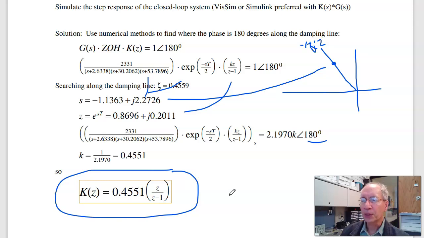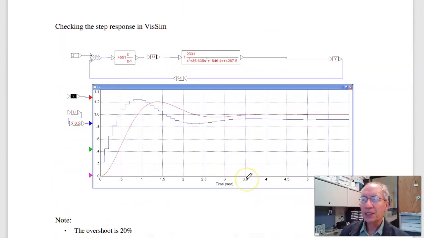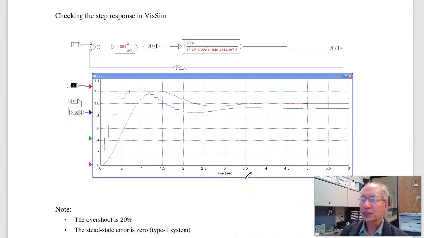The last part of problem 1 is now check your answer. What I could do is in the Z-plane, do G times K over 1 plus G times K. That's all in the Z-plane. MATLAB doesn't like mixed plane. Then take the step response. A better approach is if you can find Vissim or Simulink. Simulink is MATLAB's version. Vissim is another version. I can actually do a mixed plane analysis.